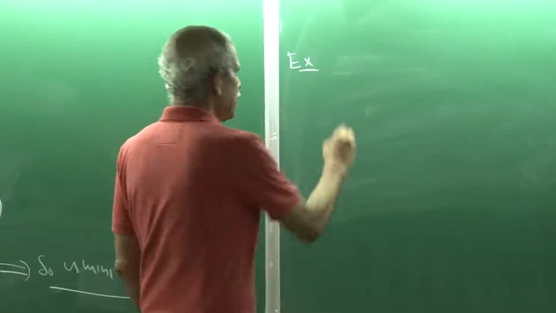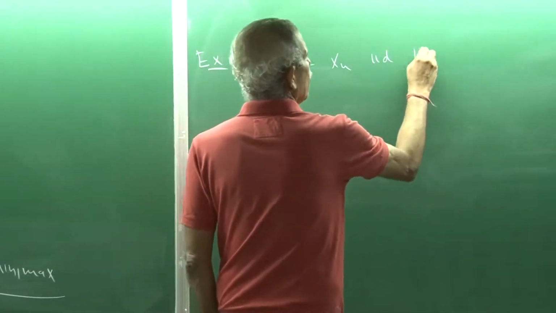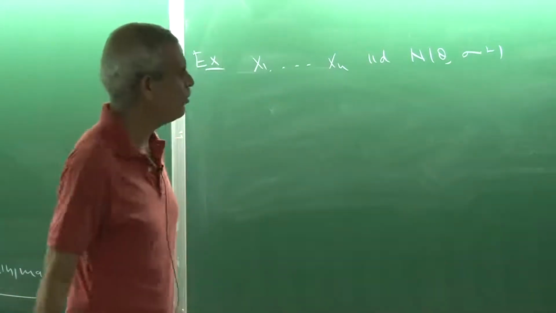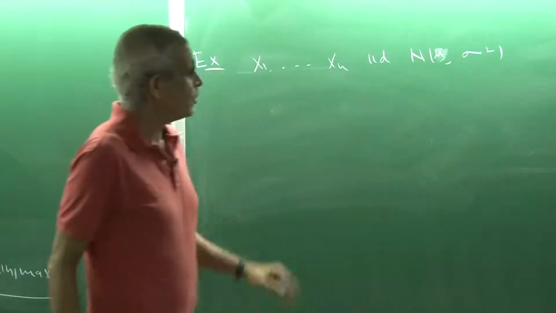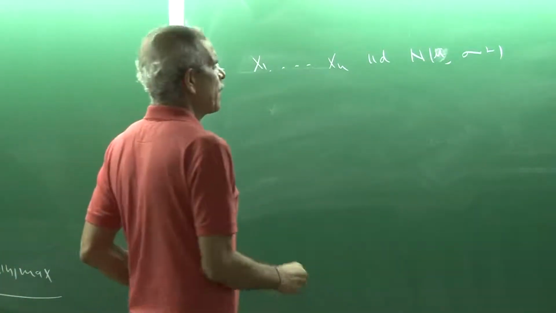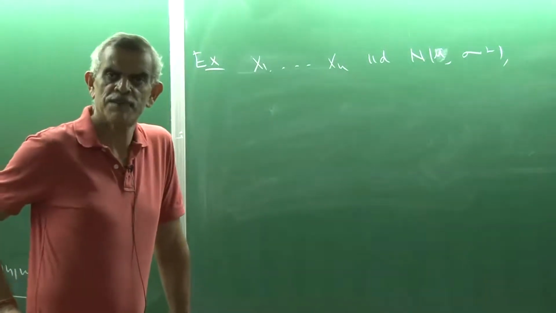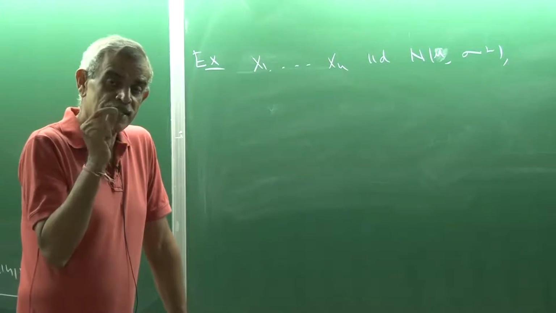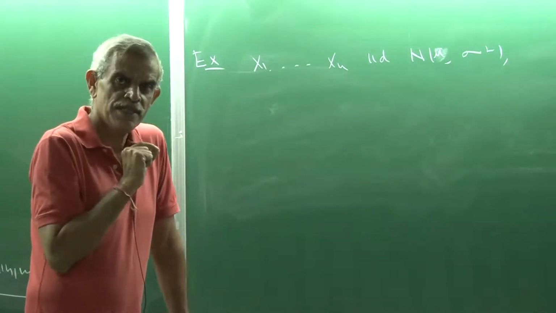So let us look at X1, X2, ..., Xn, IID normal with parameter theta, that is, normal mu, sigma square. What I have seen is that under the squared error loss function, all the estimators are minimax. But now I make the condition that sigma square cannot explode. That means it is bounded above by some constant.